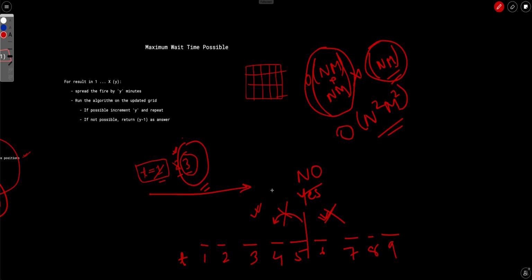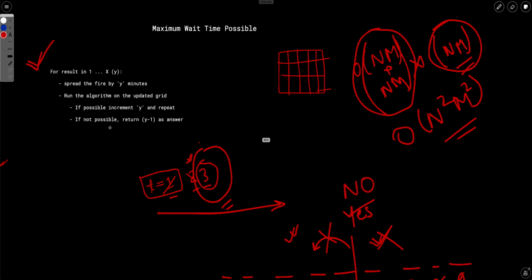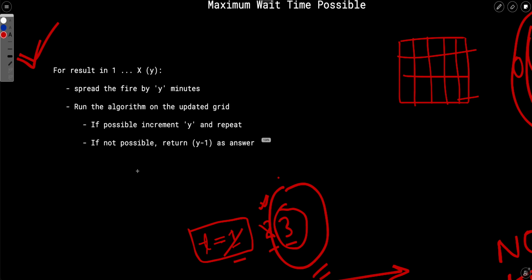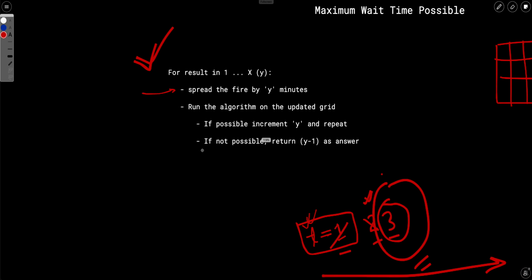So what we have done is basically we are just applying this algorithm. Let's just zoom in. Initially, what we had said is that for each t, we will spread the fire by t minutes, and then use this algorithm.